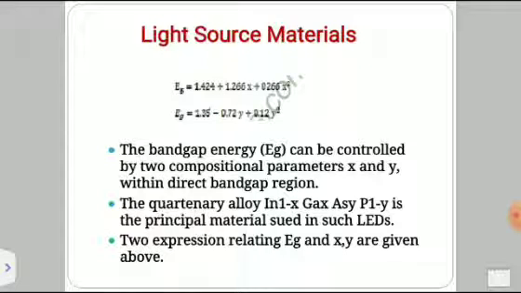The quaternary alloy, that is indium 1 minus x, gallium x, arsenic y, and phosphorus 1 minus y, is the principal material which is used in LED. Scientists thought about all these combinations, and the compositional parameters x and y were also changed. After changing all these things, they fabricated LEDs which produce a very good beam, having narrow spectral width and being quite intense also. Two expressions relating Eg and x, y are given in the above equation.